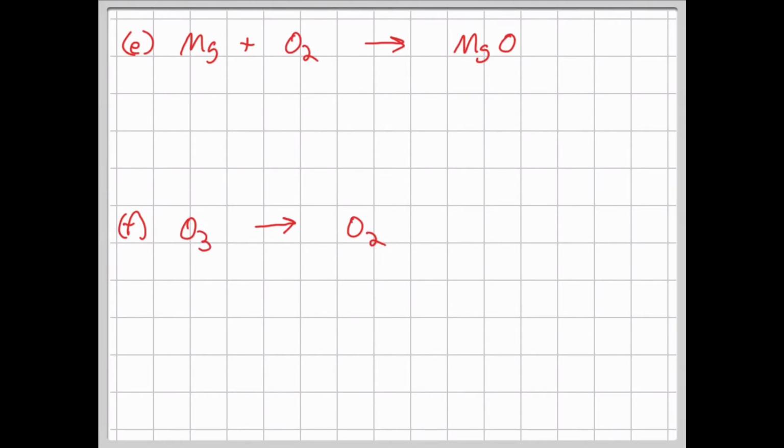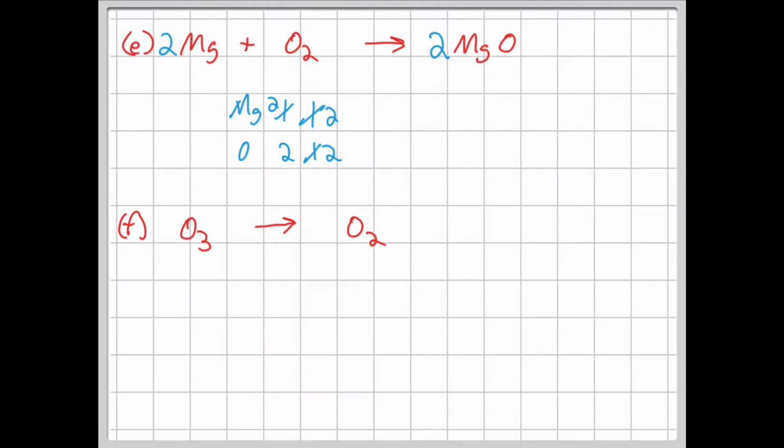Magnesium and oxygen, very easy one to balance. I hope you can get this one without thinking too much about it. Magnesium on the reactant side, we have 1. On the product side, we have 1. Oxygen on the reactant side, we have 2. On the product side, we have 1. Very easily put a 2 in front of the magnesium oxide, and then that changes the oxygen to 2. It also changes the magnesium to 2, but we put a 2 back on the magnesium side, the reactant side.